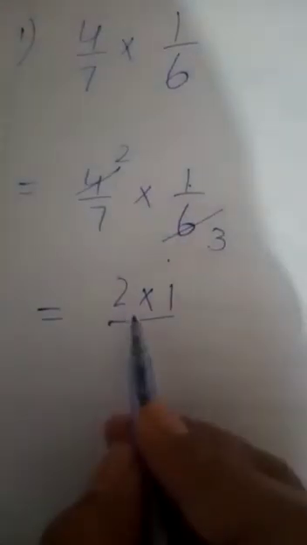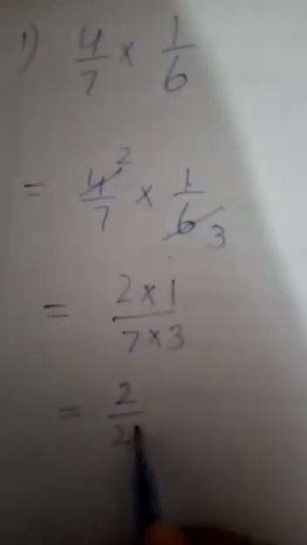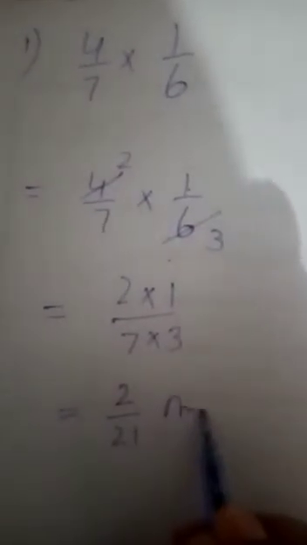After this, let's see. 2 multiplied by 1 and 7 multiplied by 3. 2 1s are 2, 7 3s are 21. This is the simplified form of that question.